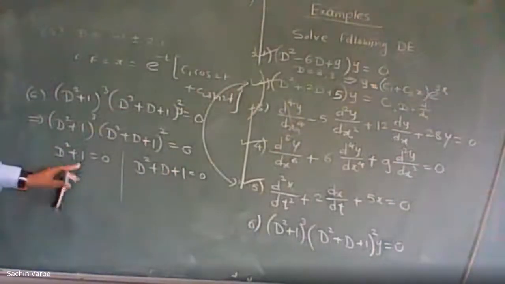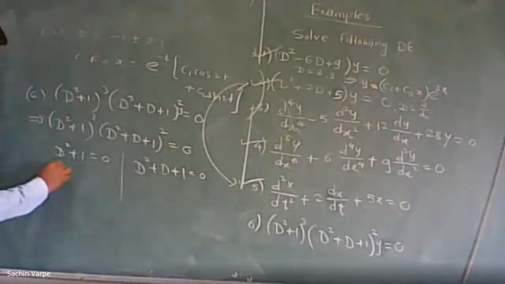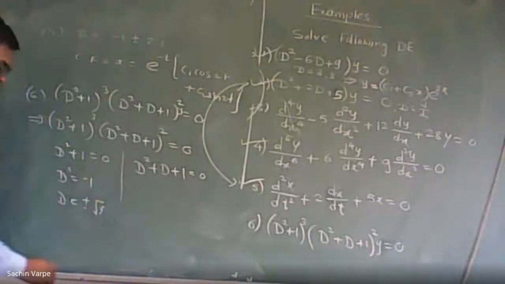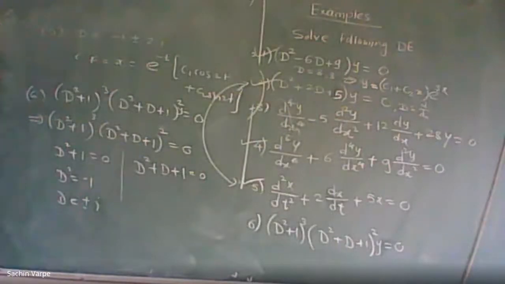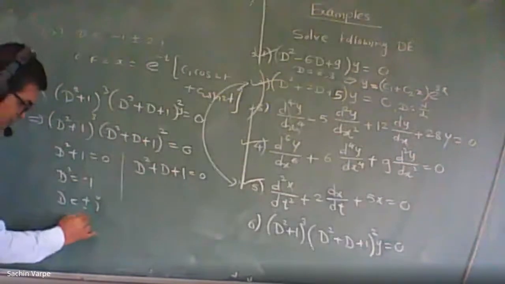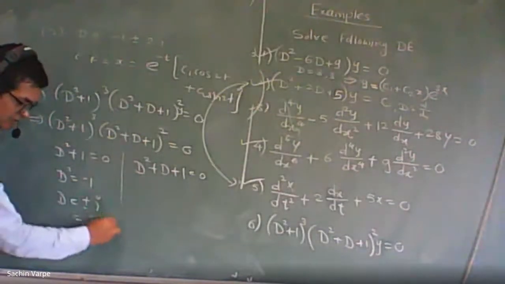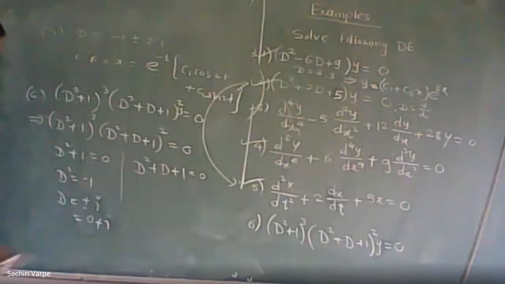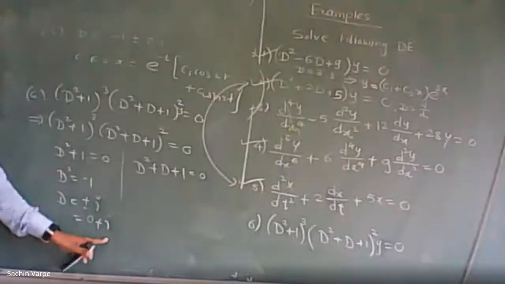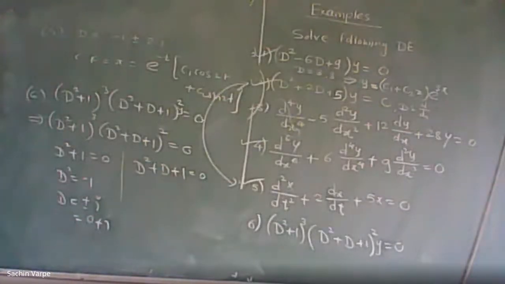So with this, what are the roots? D square plus 1 equal to 0 means D square is equal to minus 1, so D is plus minus i, the square root of minus 1, an imaginary root. That means 0 plus minus i. Here the real part is 0 and the imaginary part is 1, the coefficient of i. Remember, the imaginary part is 1.